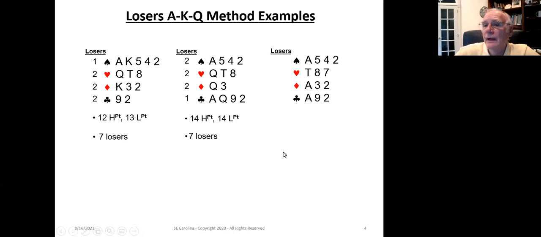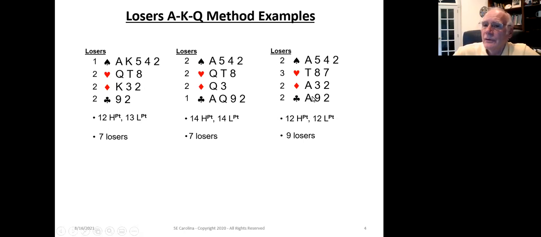In this one, we've got 12 high card points and 12 total points. Right? So yeah, it's about the same as these others, but you get a little bit weaker. And we can start counting losers. We have 2 in spades, 3 in hearts, 2 in diamonds, and 2 in clubs. So we have a total of 9 losers.